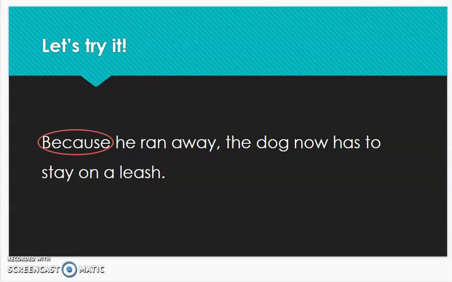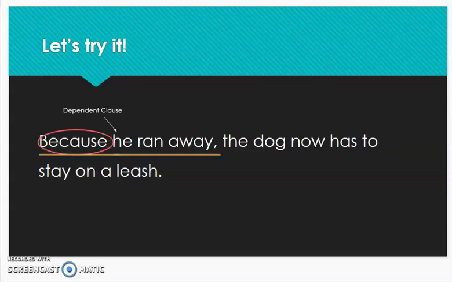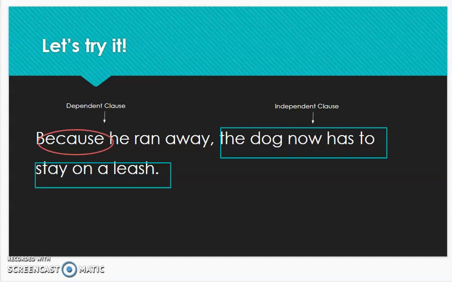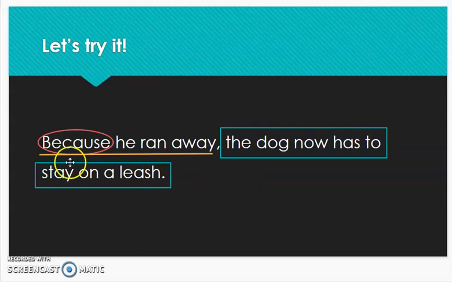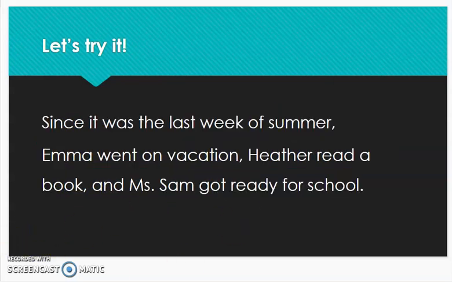What part of this sentence is my dependent clause? The part that has the awooby, the part that has the subordinating conjunction, is always going to be my dependent clause. Because he ran away. Well, what happened? Because he ran away, the dog now has to stay on the leash. So it's almost like a cause and effect. Because of this, that. If this, then that. Let's try it one more time.